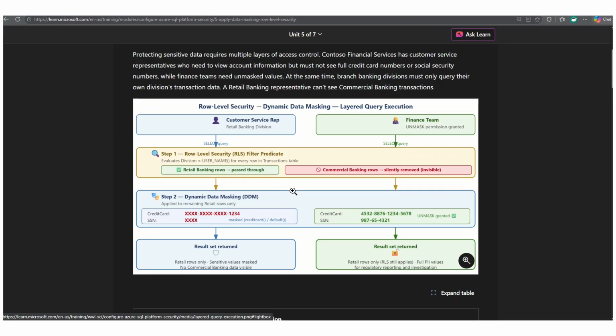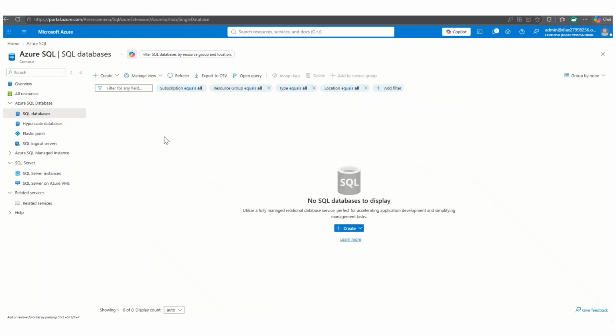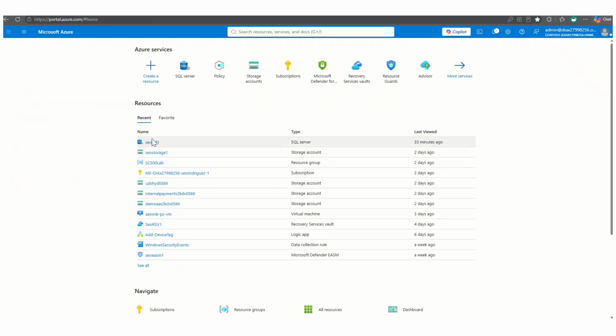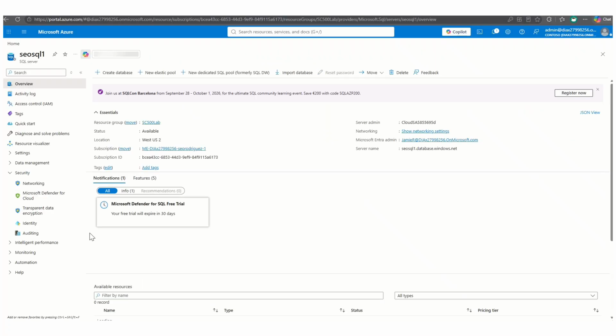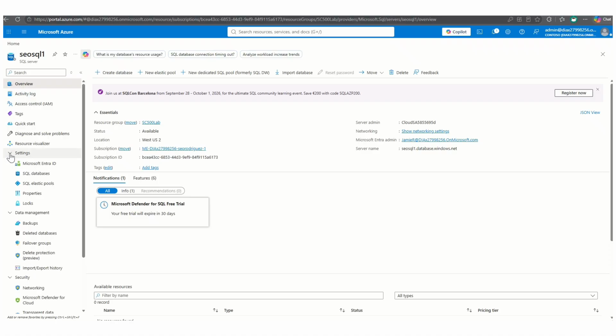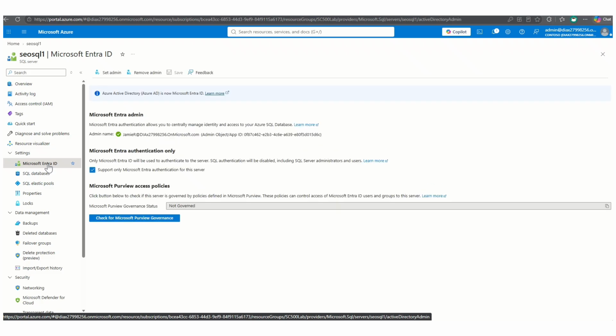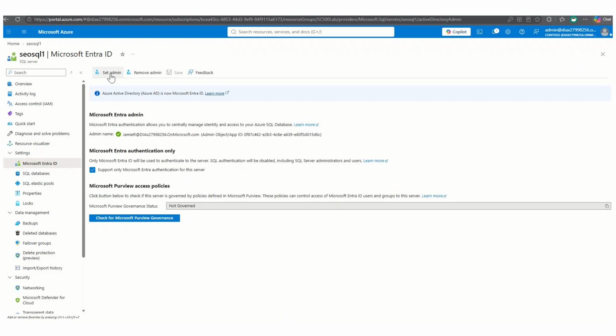Okay, and I don't think you can do that at the server level, but let's go to, well, I don't have the database there, we don't have any instance here either. So let's go back to the server. So we got security, data management, and settings. This is the Microsoft Entra ID. We talked about this. Setting the admin right there.